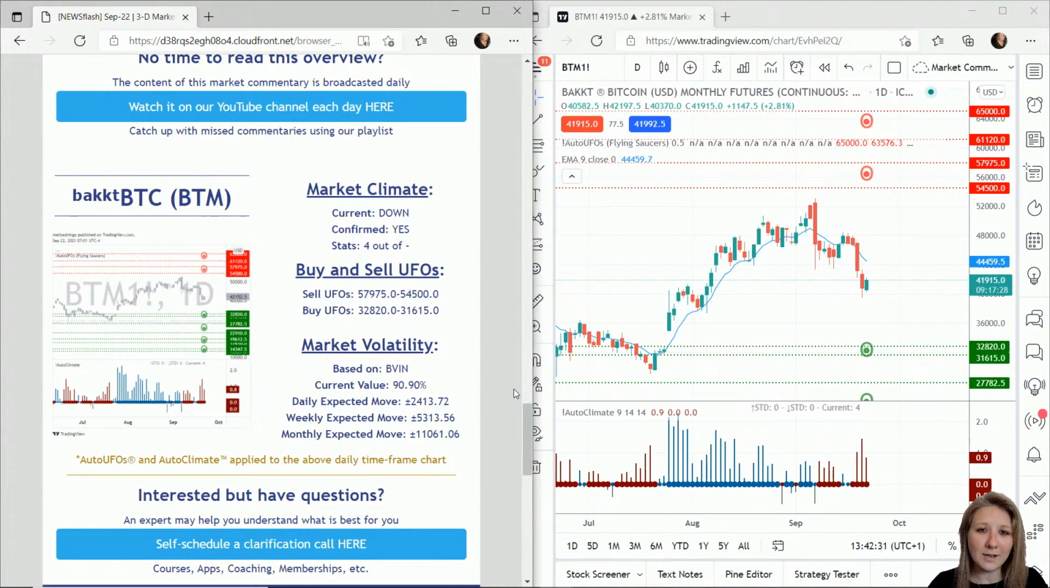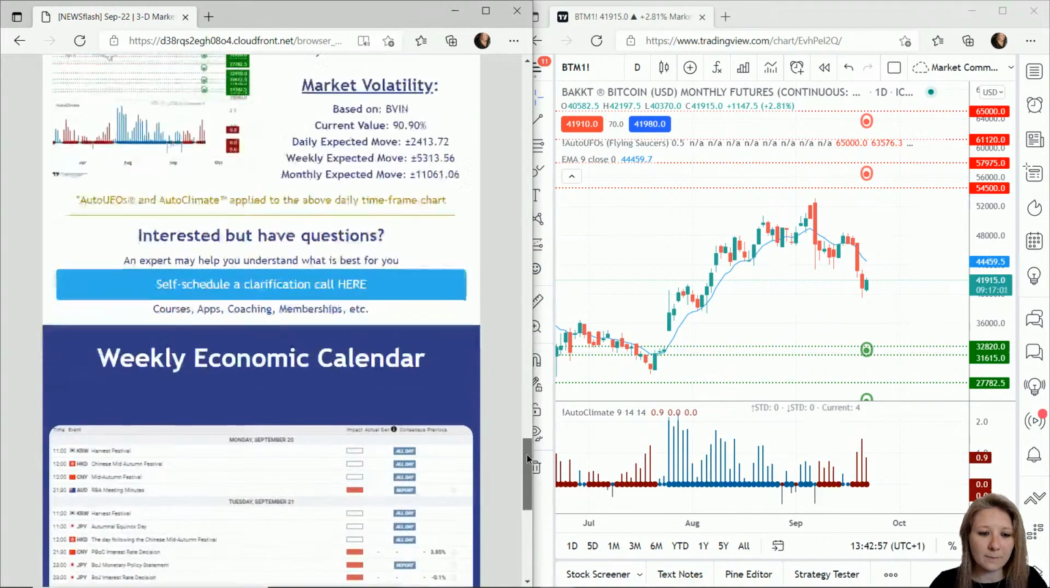So we've looked at each of these markets. We've looked at where we have probabilities, up or down, or maybe nowhere. We've used the auto climate to help us with that. Was it a thick blue dot or a thick red dot or a thin dot? We've looked at buy and sell UFOs. Where do we have buyers? Where do we have sellers that could push the price up or down respectively? And we've looked at volatility. How quickly could these markets move up or down within given periods of time?